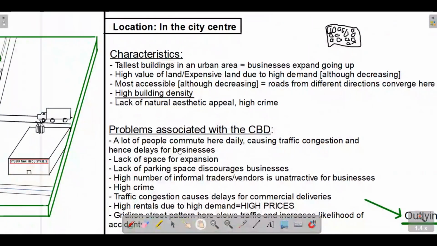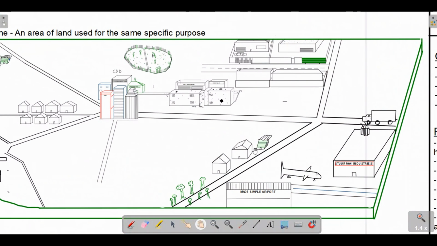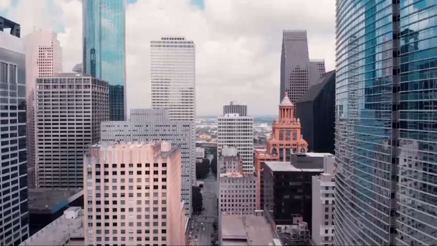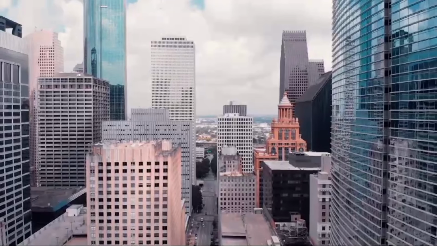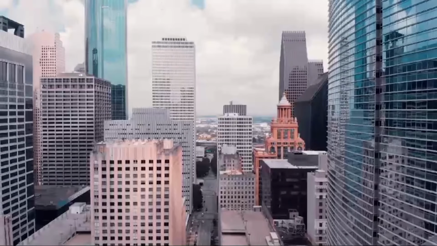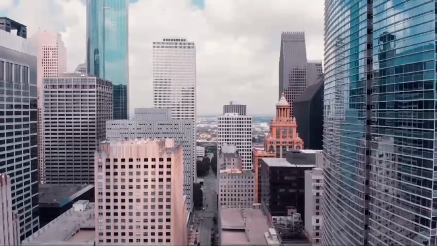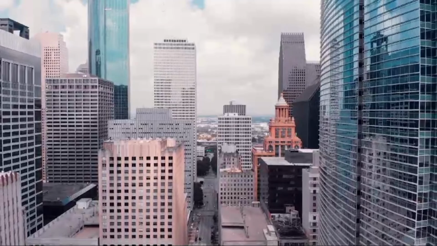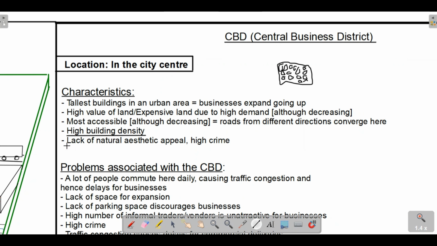And of course, I'm sure you might have noticed that when you go to the city, you have a building next to another building, next to another building. There's a lot of these buildings, right? Because of the high demand, right? Every customer is going there, so every business wants to be there. And another characteristic is because now you have these buildings, right?